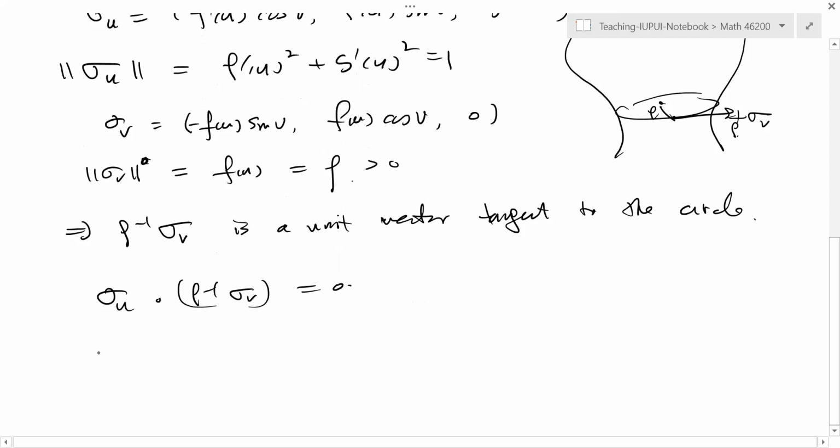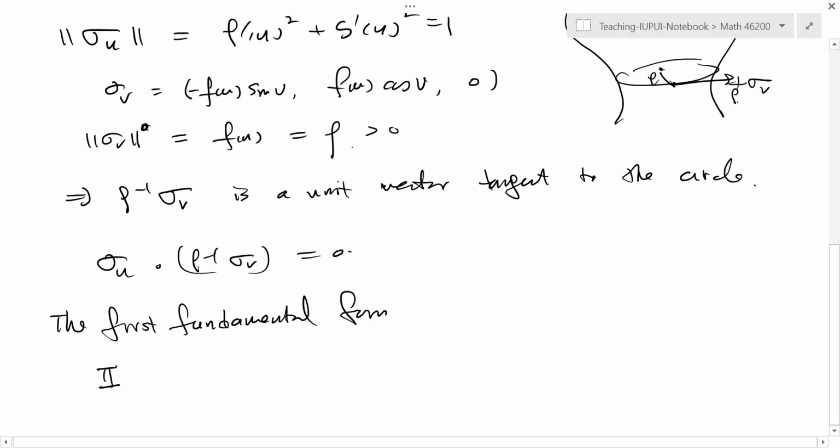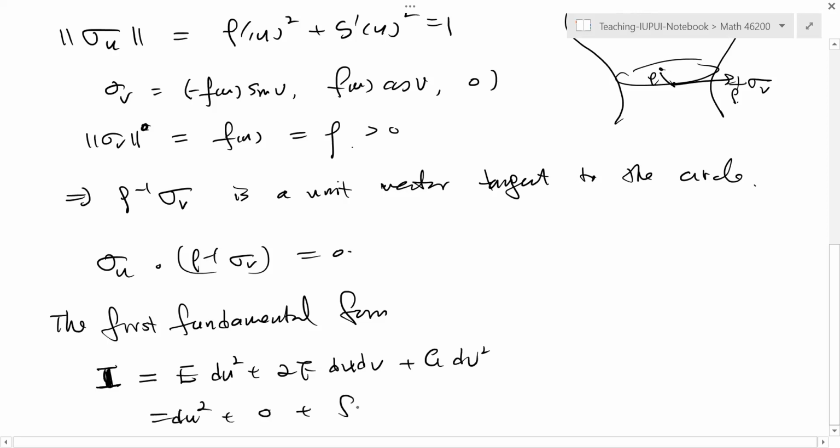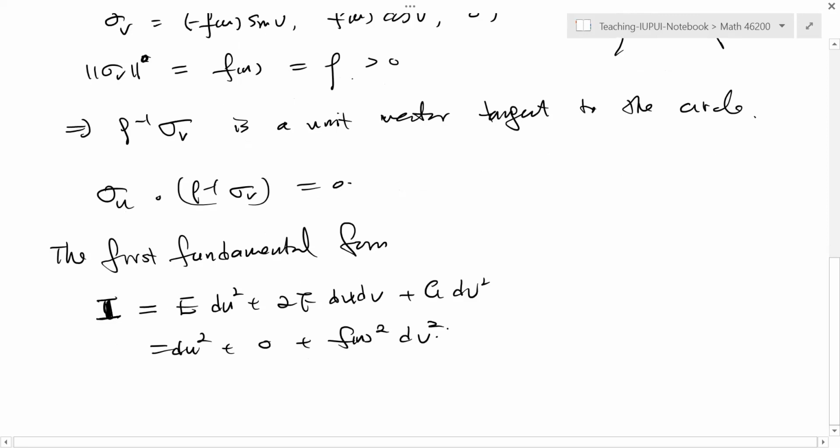Of course, if you want to talk about the first fundamental form, it depends how you write it. In the book, it's always written in this form: E du squared plus 2F du dv plus G dv squared, and E is 1, F is 0, and G is just f of u squared. That's the first fundamental form. That's all we needed to know.